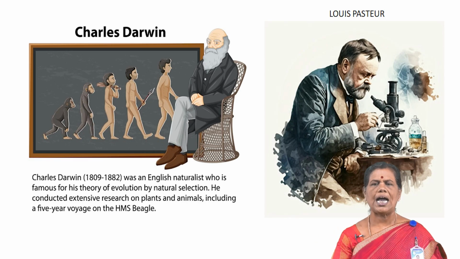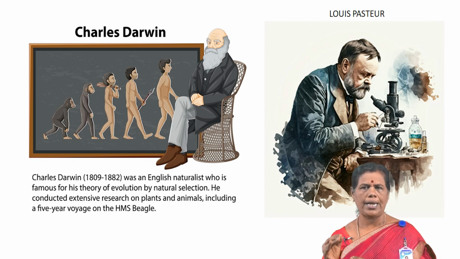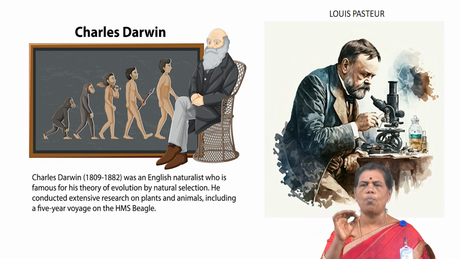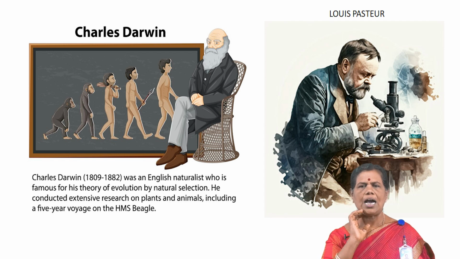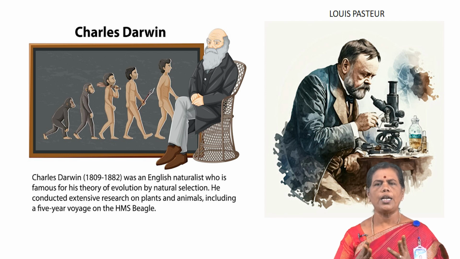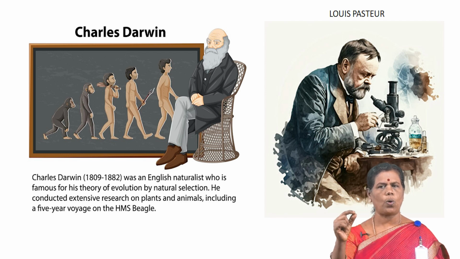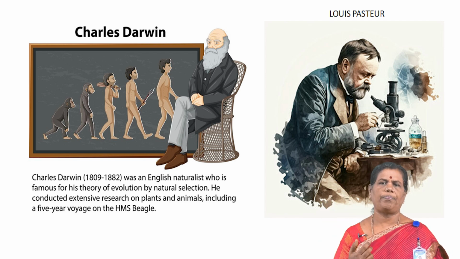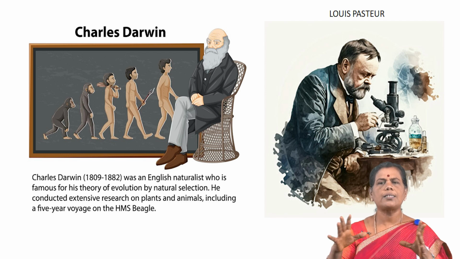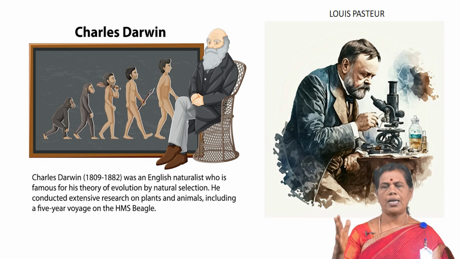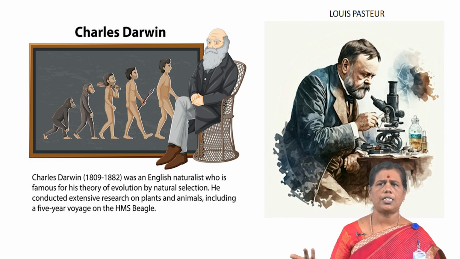And you know about Charles Darwin. In the years 1809 to 1882, he was an English naturalist who is famous for his theory of evolution by natural selection. This is the most important contribution of Charles Darwin. He conducted extensive research on plants and animals, including a 5-year voyage on the HMS Beagle, the ship. He went on a voyage and he discovered the evolution of man, and he classified the plants. And another discoverer, Louis Pasteur, the germ theory.